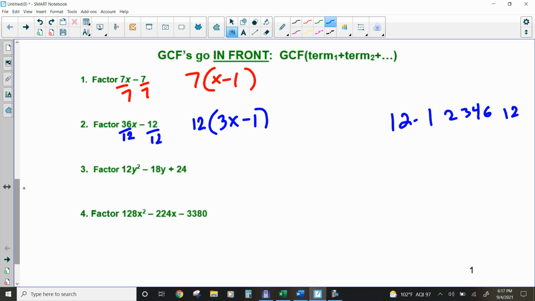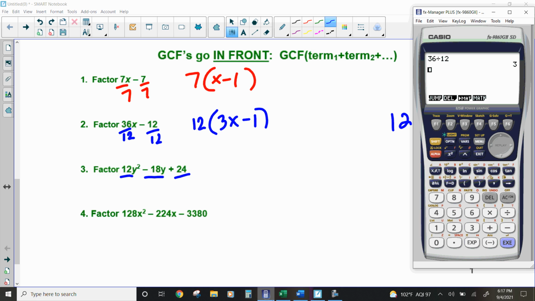Now the cool thing about this is I already have the list for 12, and 12 is the smallest number on this problem. So we're going to see if we can get this to work on the next problem. So if I tried 12, 24 can be divided by 12, but it has to work in all of the terms. 18 cannot be divided by 12.